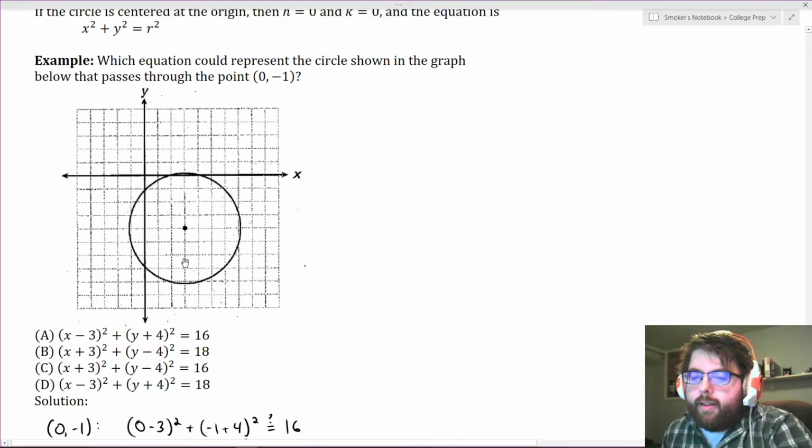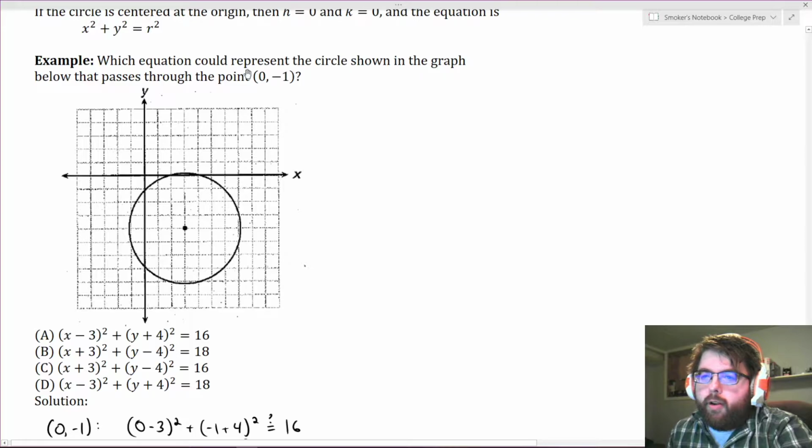So one way you can test this out is to take the ordered pair 0, negative 1, because they gave that to us. We know that for sure. All these other ones we couldn't assume, but we know this is a point on the circle. I could plug that in for the x and y value. If I get 16 out on the other side, then that is the equation for this circle. If I get anything but 16, then it's not.